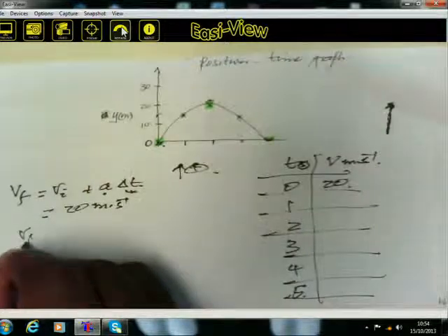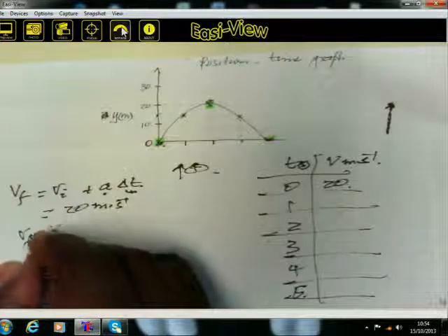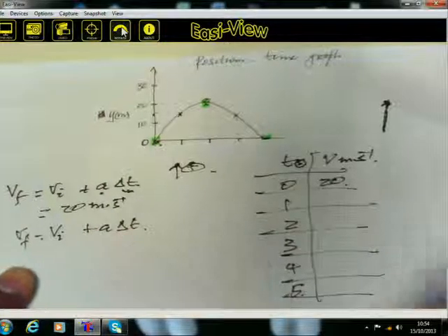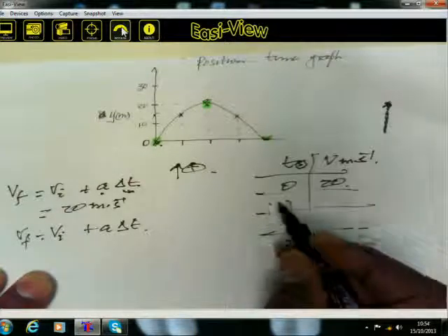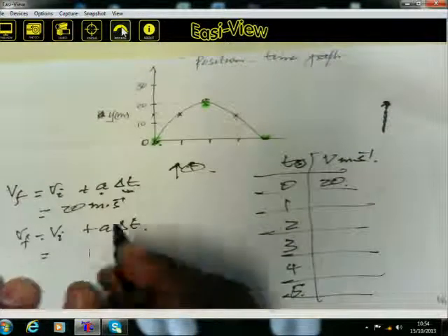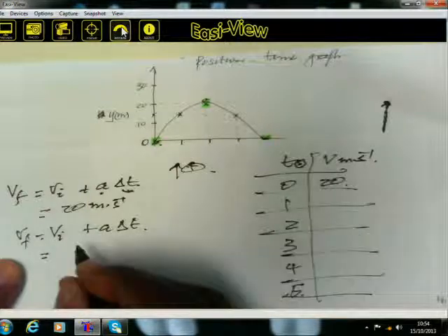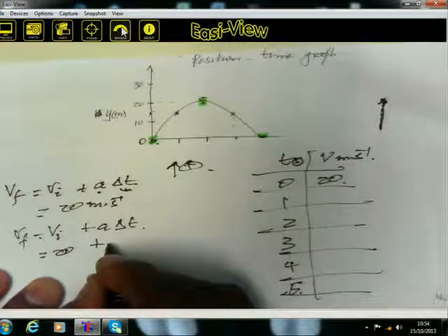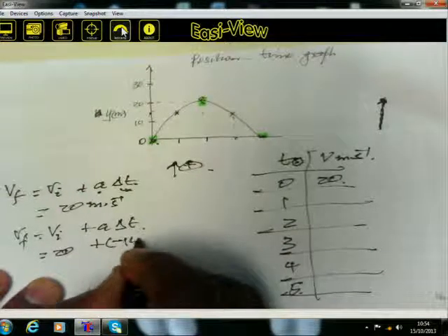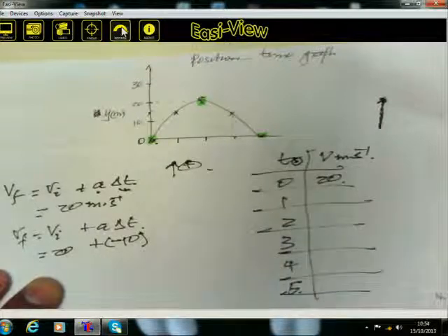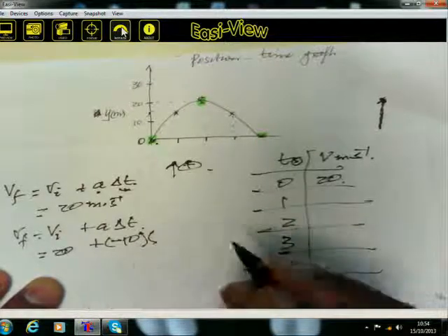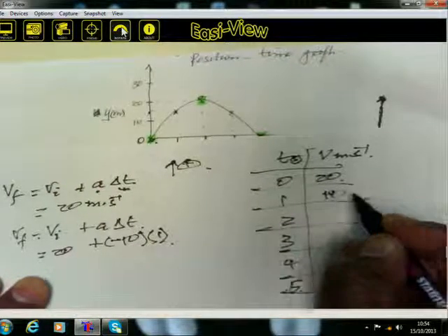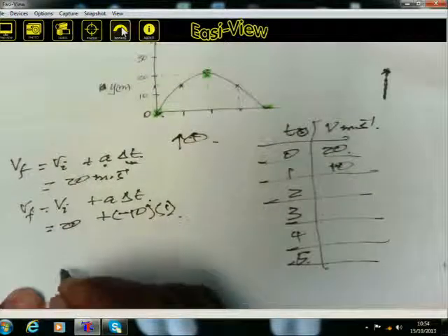When we use the same equation, V final is equal to Vi plus A delta T, but the time now is 1 second. What we get will be V initial is 20 meters per second plus A, which is our 10. Remember that our acceleration is acting downwards, and then the time will be 1 second. So this gives us 20 minus 10, which gives us 10 meters per second. We can continue with that.